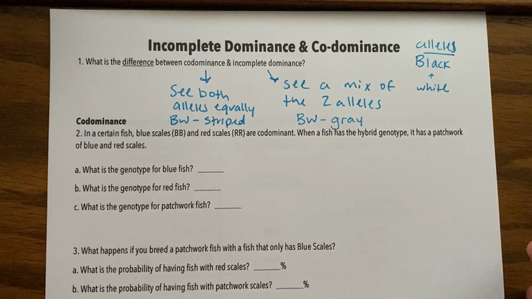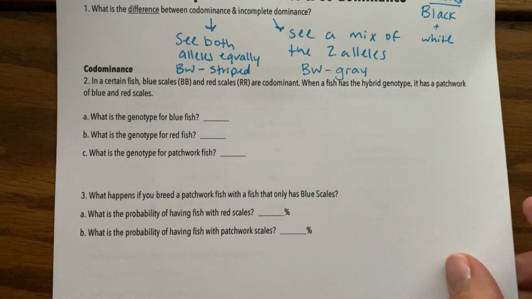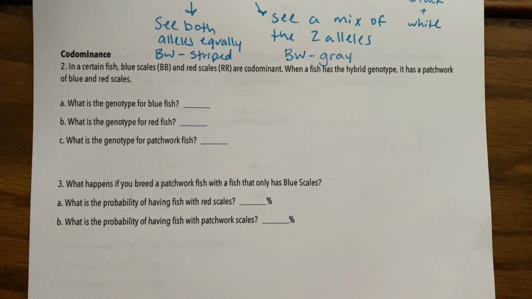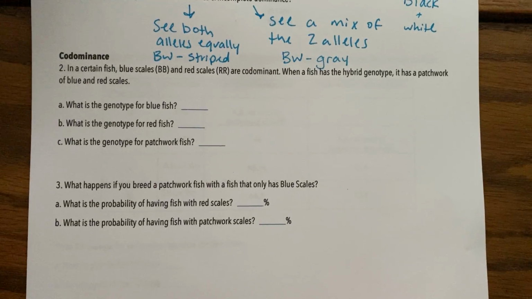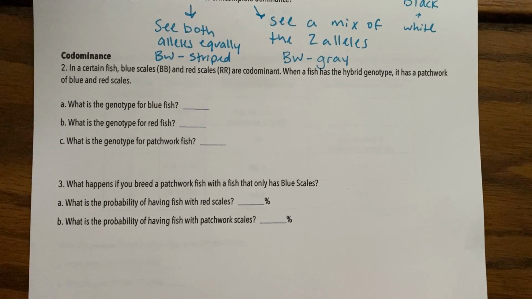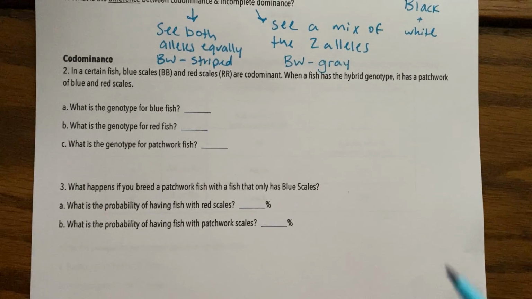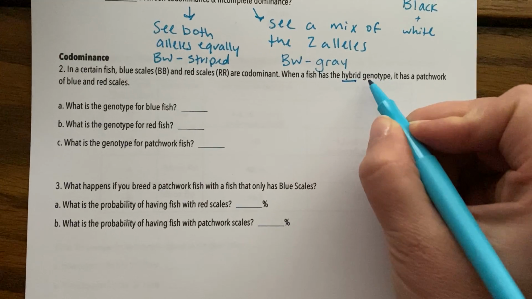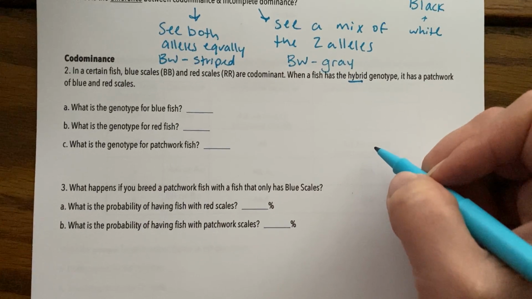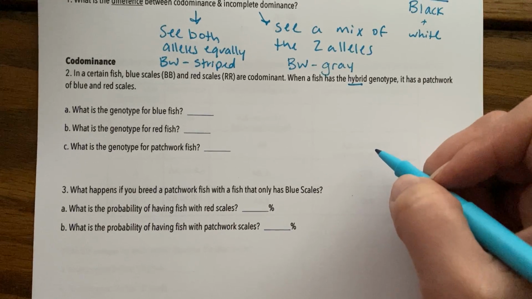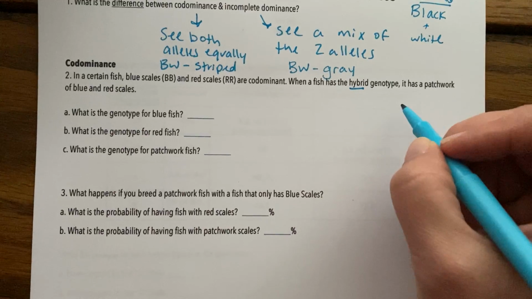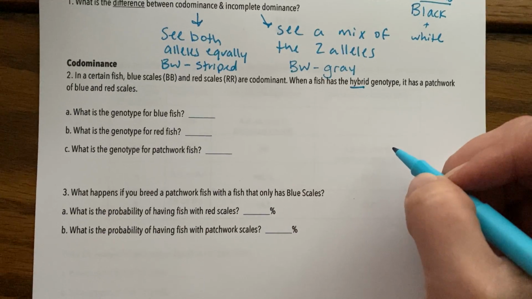Okay, so first sample problem here for codominance. In certain fish, blue scales and red scales are codominant. When the fish has a hybrid genotype, it has a patchwork of blue and red scales. So keyword here, we have hybrid. Hybrid means the same thing as heterozygous. So if they were to be a hybrid, 1B, 1R, then they have that patchwork phenotype.